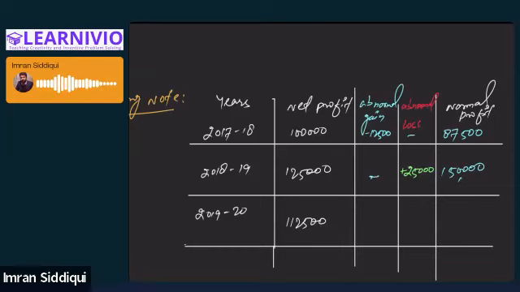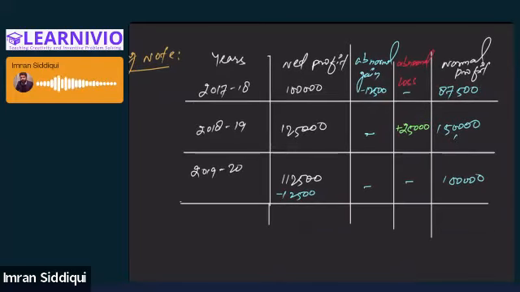All right, we'll subtract 12,500. Why are we subtracting it? This is a normal expense. This does not fall under the category of the abnormal gain or abnormal loss. So after subtracting this, the profit will be 1 lakh.